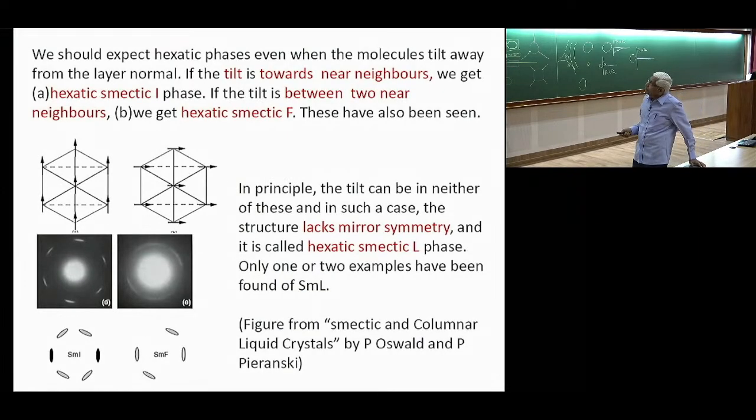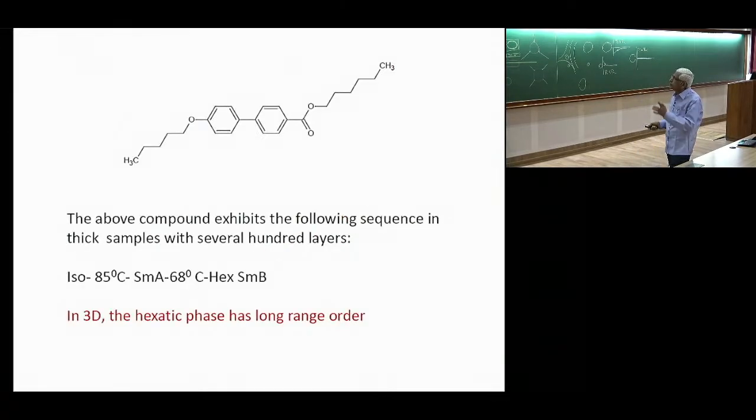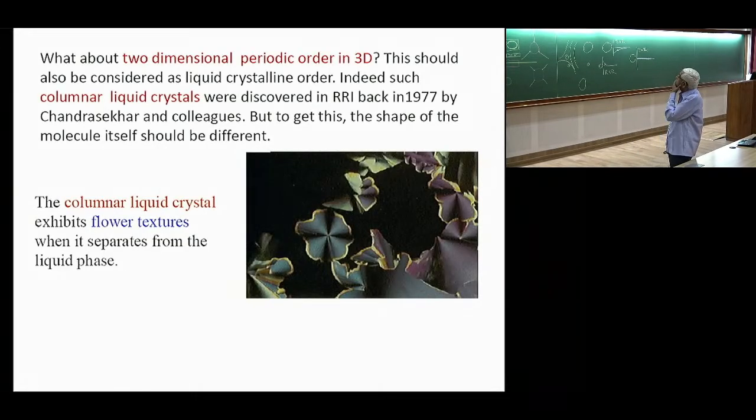If you go to Smectic C, there are other various possibilities. The tilting can be along this hexagonal neighbor or between the two neighbors and so on. So this will give rise to different types of hexatic phases. They have all been discovered. Now I come to the very last part of my talk. I think just 3 or 4 minutes left.